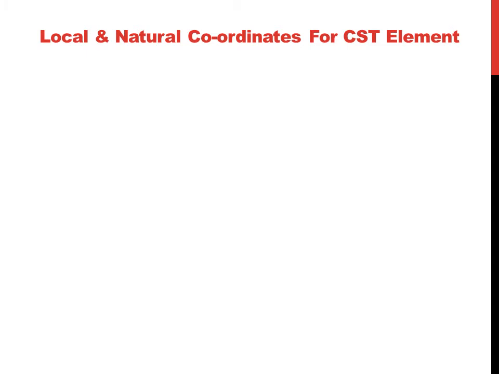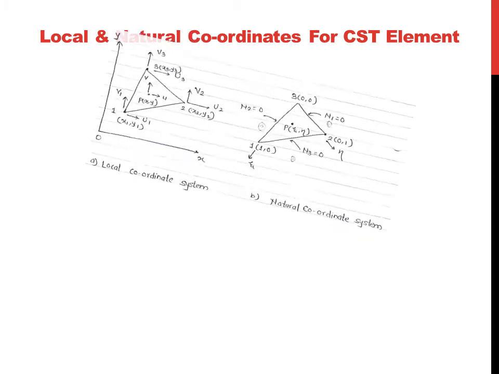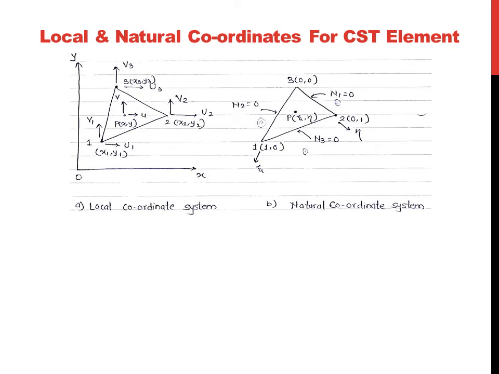Now we will see local and natural coordinates for the CST element. See in this diagram, in the first figure A, the local coordinate system for the constant strain triangle is shown. In that, u1 and v1 are displacements at node 1, while the coordinates of node 1 are x1 and y1. Next, at node 2, u2 and v2 are the displacements in the x and y directions respectively, while the coordinates are x2 and y2 for the second node. For the third node, u3 and v3 are the displacements in the x and y directions respectively, and the coordinates are x3 and y3.